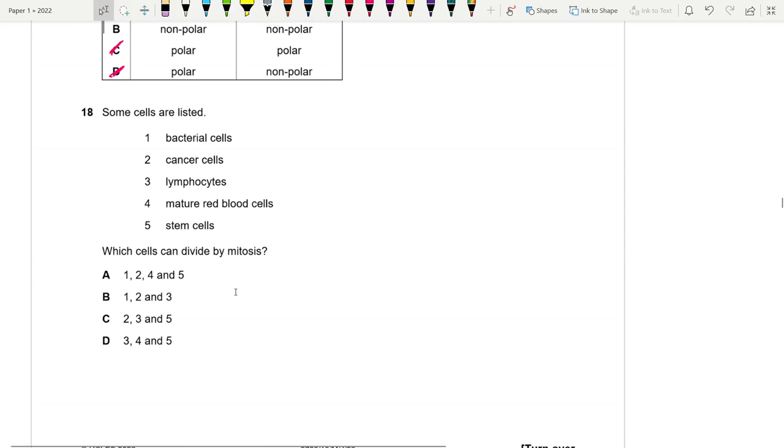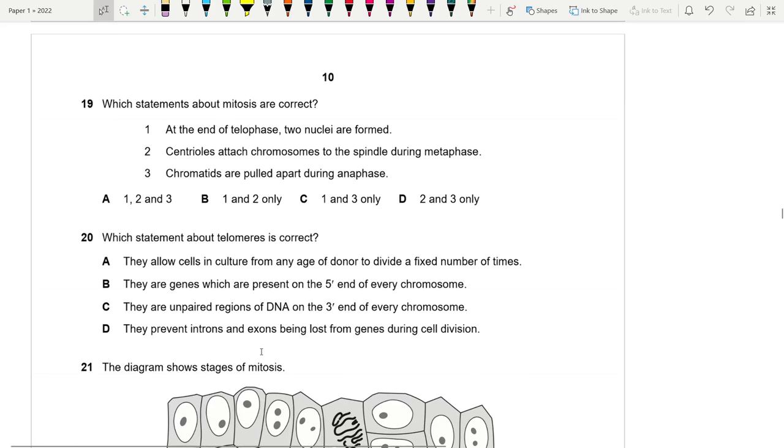Some cells are listed. Which cells can divide by mitosis? Bacterial cells divide by binary fission, so one is out of the question. It's between C and D. Cancer cells can do that, okay. Lymphocytes can also do that, cloning. RBC do not have a nucleus, so 4 is wrong. The answer is C. Stem cells can do that.